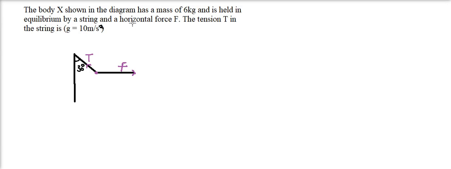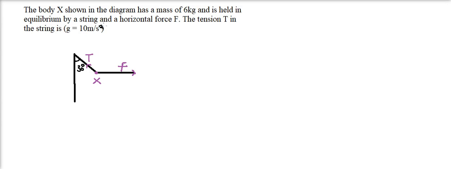Okay, so the question goes: the body X shown in the diagram has a mass of 6 kg. The body X is here. So it has a mass of 6 kg and is held in equilibrium by a string and a horizontal force F. We need to find the tension in the string. We'll also try getting the force F.